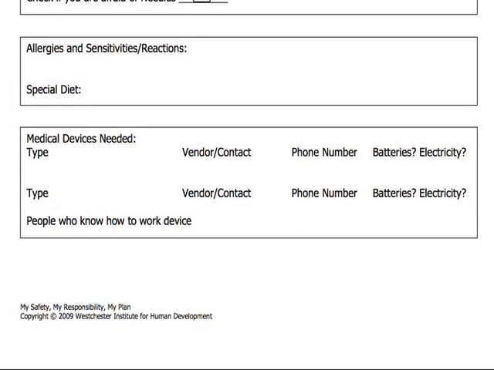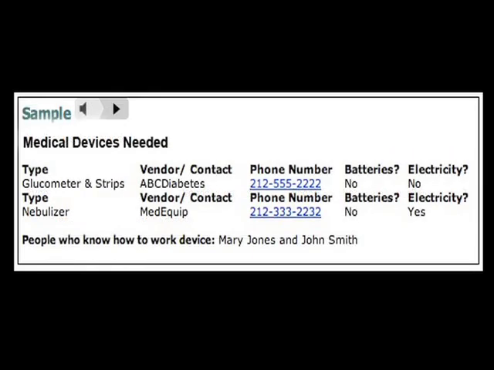If you use any of these devices, find out the name of the place where you get it, the vendor's phone number, and whether or not it needs batteries or uses electricity. Write down this information along with the name of someone who knows how to work the device. Look at the following example. Now fill in your information on Form A.